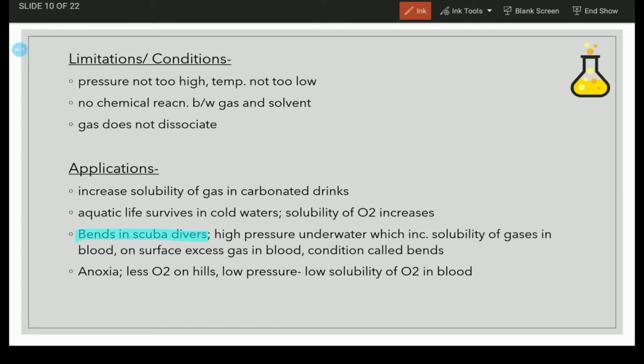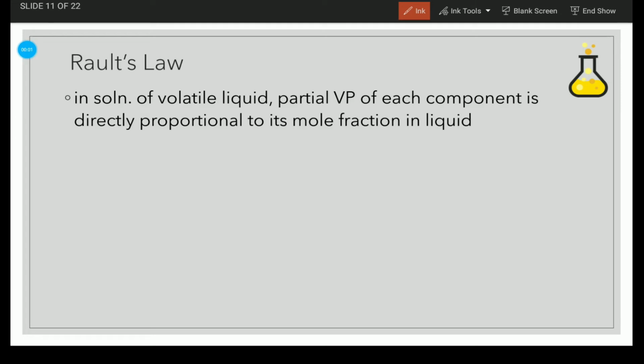When the divers are underwater, there is a high pressure above them, which increases the solubility of gases present in their blood. But when they come back to the surface, the gases form bubbles, and this condition is quite painful. The second is anoxia. It is caused due to low amount of oxygen content in the blood. When we are on hills, there is low atmospheric pressure, so the solubility of oxygen in the blood decreases, and hence anoxia is caused.